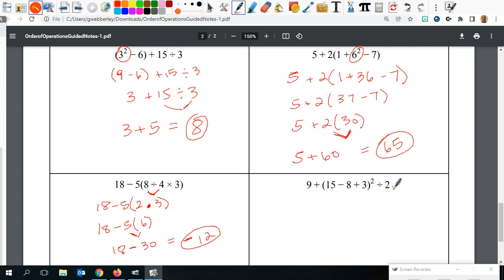Do what's inside the parenthesis. Once you get that to a number, you notice there's a square on the outside of the parenthesis. You're going to square that number, whatever that number is.